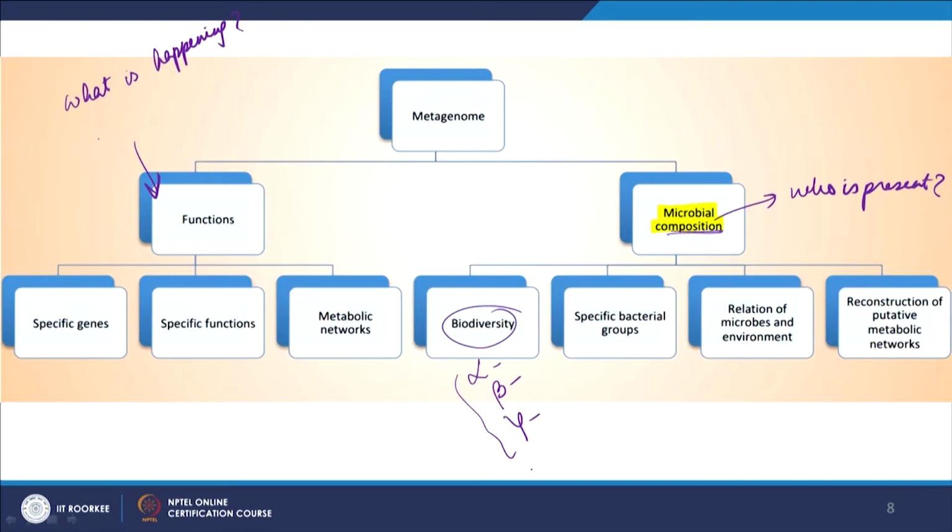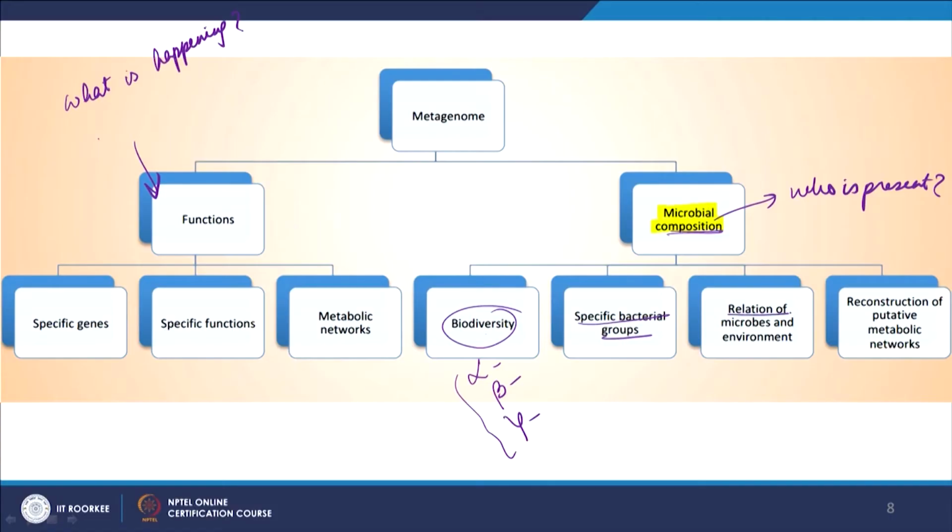Here, when we are doing biodiversity, we can also do in-sample diversity. Are microbes in a Mumbai landfill more diverse than the ones in a Delhi landfill, or is it the other way around? So all this will come under biodiversity. We can also look for specific bacterial groups. Already I am doing cellulose degradation. Tell me what kind of Clostridia are present. I am looking at only Clostridia and I can look for them.